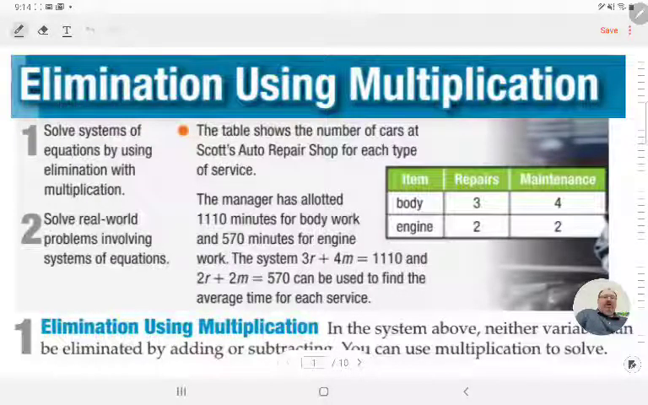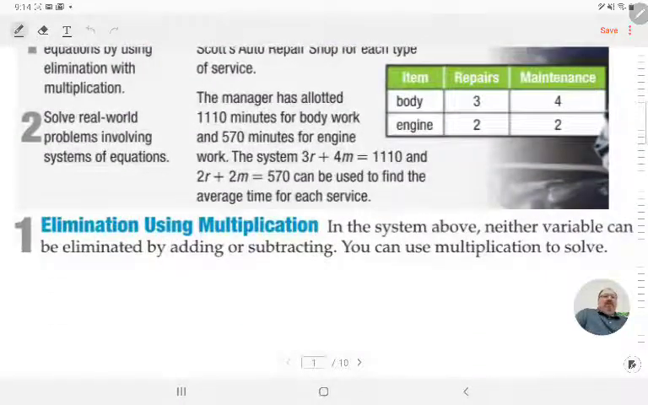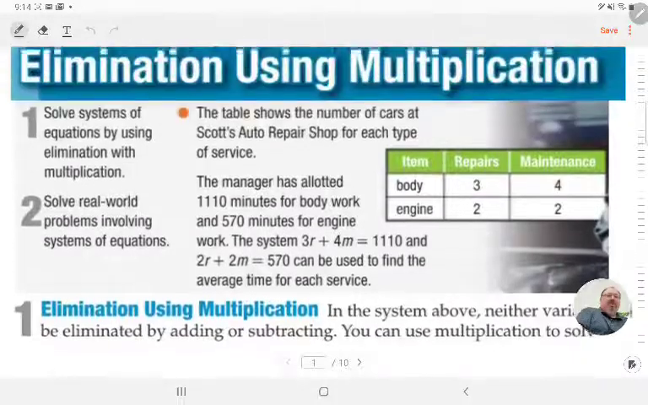The system 3R plus 4M equals 1,110 and 2R plus 2M equals 570 can be used to find the average time for each service. In the system above, neither variable can be eliminated by adding or subtracting. But you can use multiplication to solve. And that's what we're going to look at today.